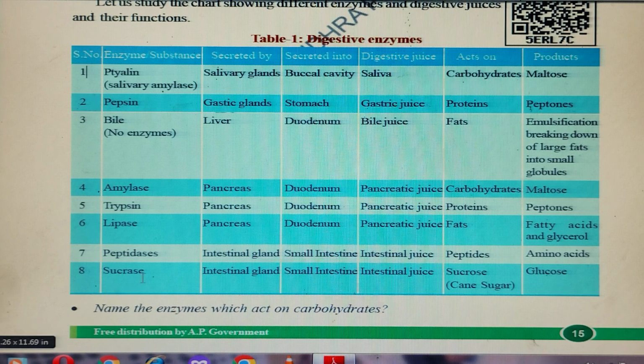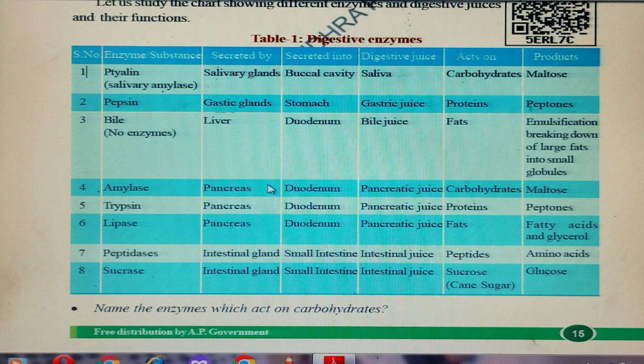Peptidases and sucrase are secreted by intestinal glands. Intestinal glands means these are present in the intestine. We have two intestines, large intestine and small intestine, but these intestinal glands are present only in the small intestine, and they release intestinal juices, and the enzymes are peptidases and sucrase. These peptidases and sucrase act on peptides and sucrose, that is cane sugar. Sucrase acts on the sugar we extract from sugarcane. And peptides are converted into amino acids, and sucrose is converted into glucose.